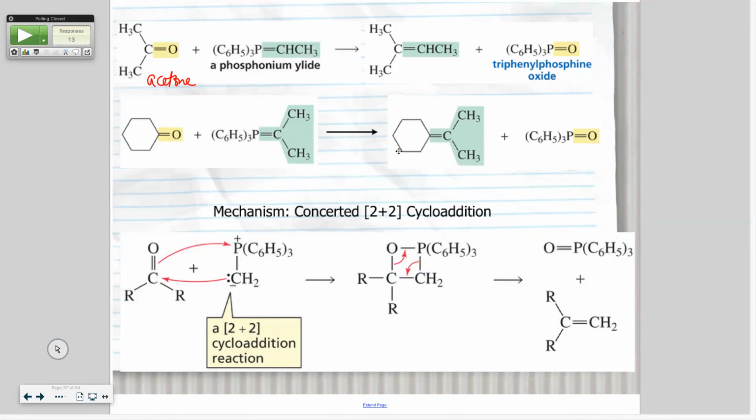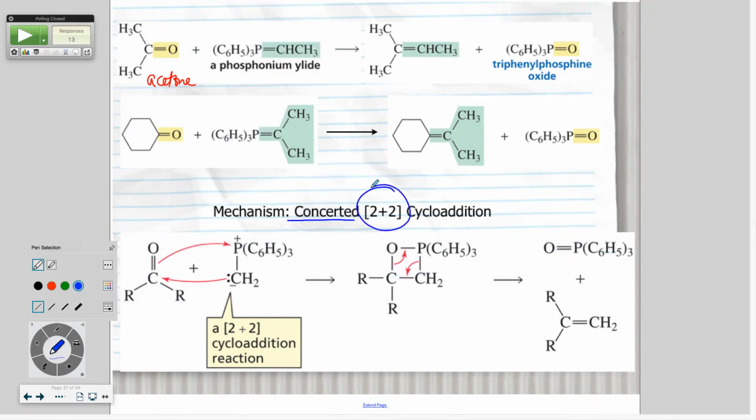The mechanism is real straightforward. It's a 2+2 cycloaddition, and it's concerted. So what does all that mean? What does the concerted part mean? It happens at one time. What do you think the 2+2 is? Where did we see numbers like that before? What kind of reaction was it? Diels-Alder, and it was a 4+2, right? So what were the 4 and what were the 2? They were what electrons? The pi electrons, right?